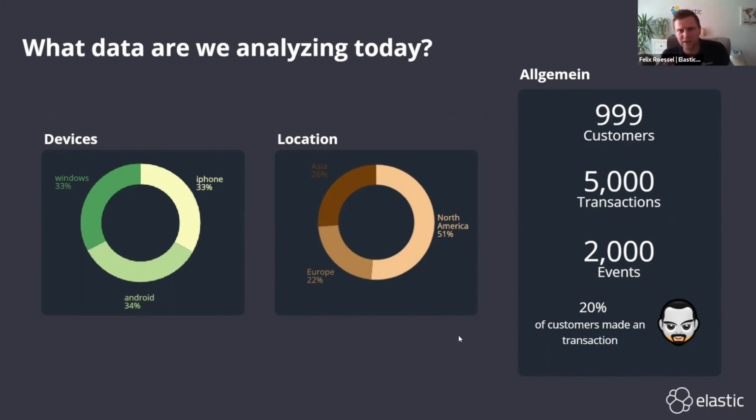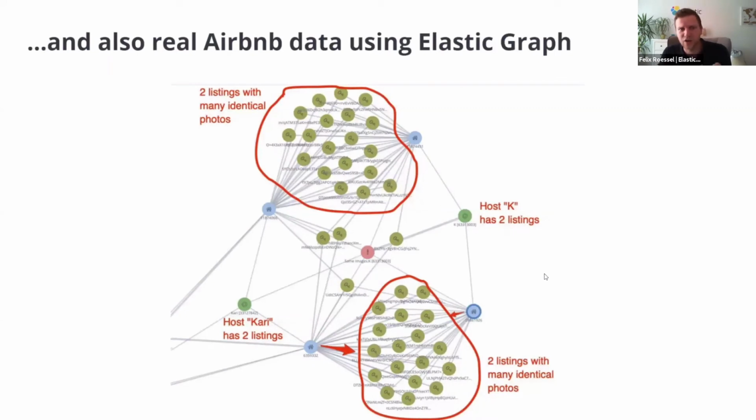And in the second part of the presentation, we will dive into real data, real Airbnb data, and we will see how to detect things like this. So we have, in this case, different hosts that have multiple listings, and these listings are sharing identical photos. So we will also talk about how to detect those things in real Airbnb data. Maybe some of you have seen my LinkedIn article about this talk, where I also showed some examples of how to do this. Okay.